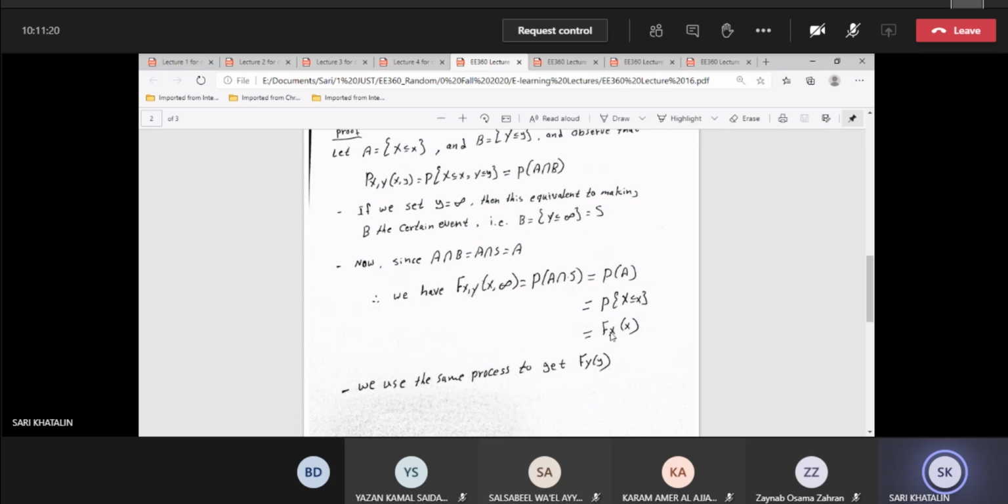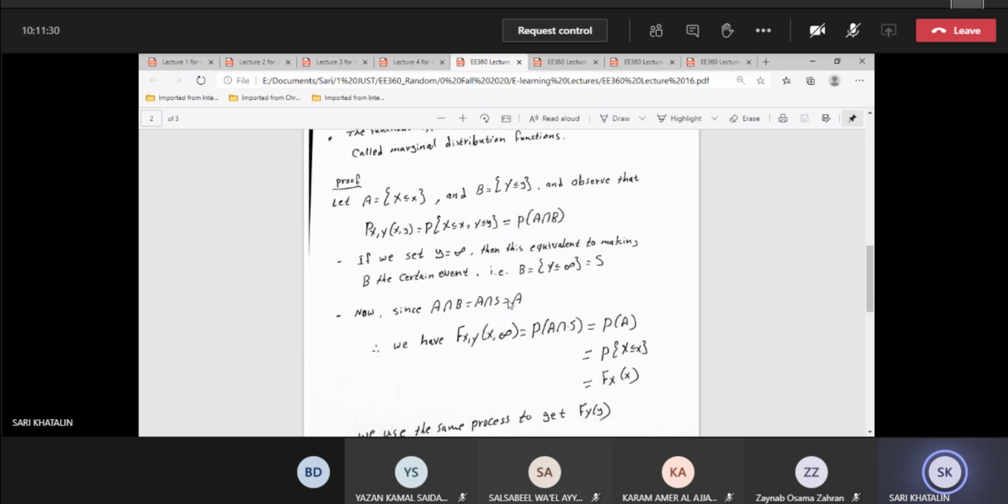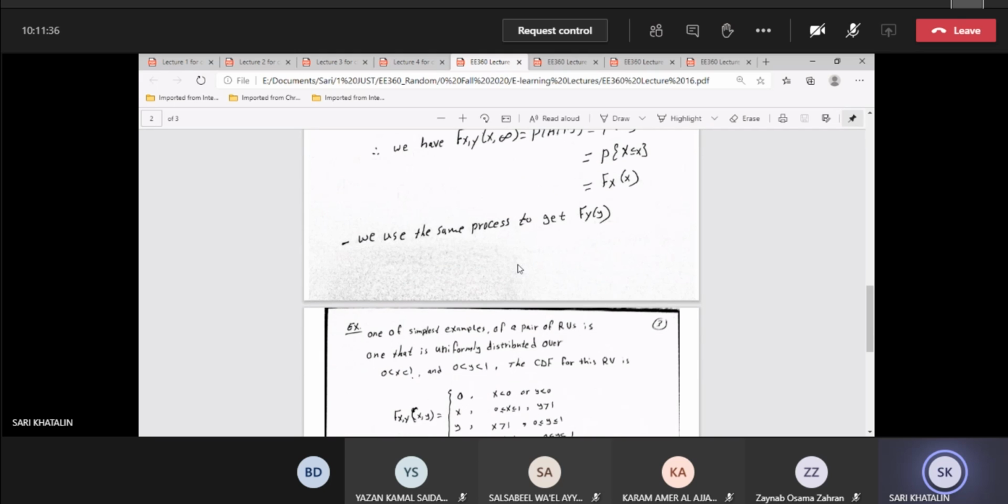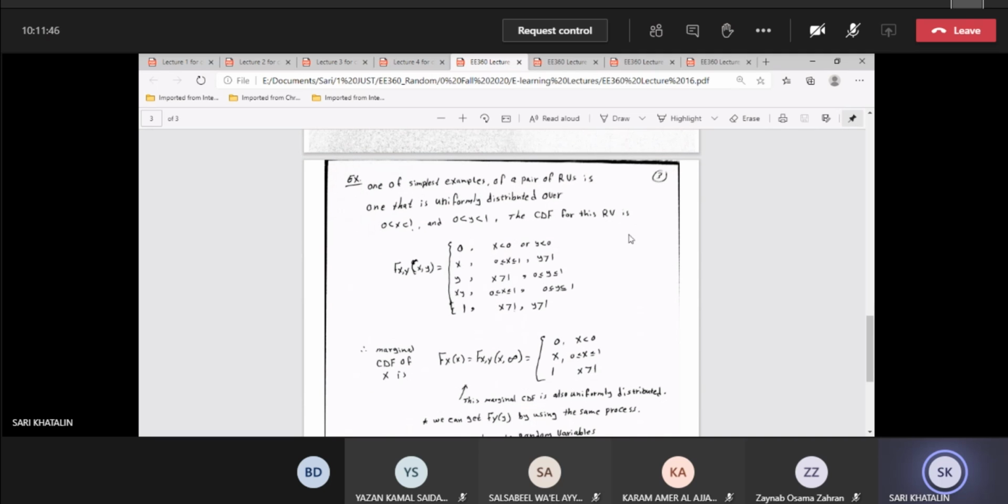and therefore we will end up with the marginal CDF of X. And we can do the same thing where we assume X goes to infinity. Okay, so that's how we came up with it: when one of them goes to infinity, then we end up with the marginal CDF for the other.